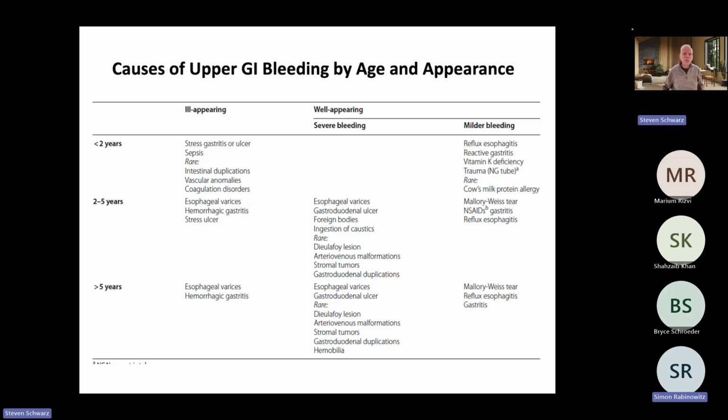So, as I mentioned earlier, you want to be able to identify by the age and by the appearance. So in the ill-appearing infant and toddler, they're the diagnoses. In the ill-appearing 2 to 5-year-old, varices, gastritis, stress ulcer. Pediatrics, this is upper GI bleeding only.